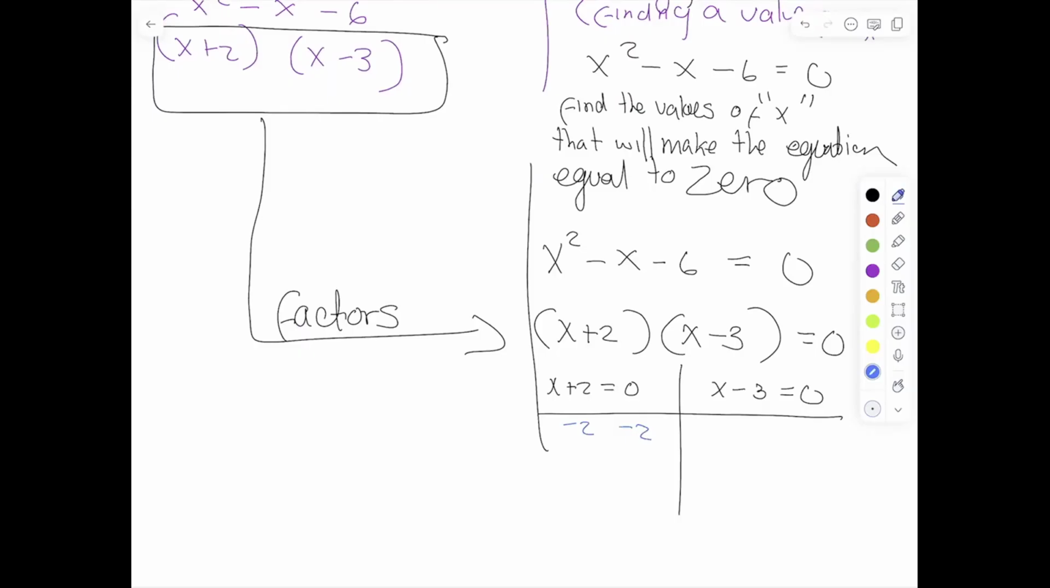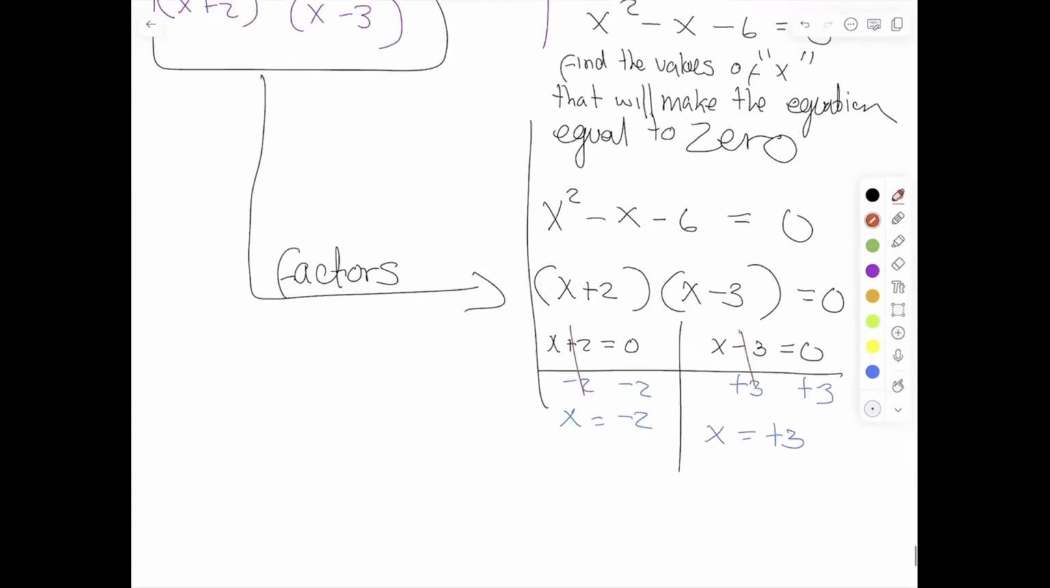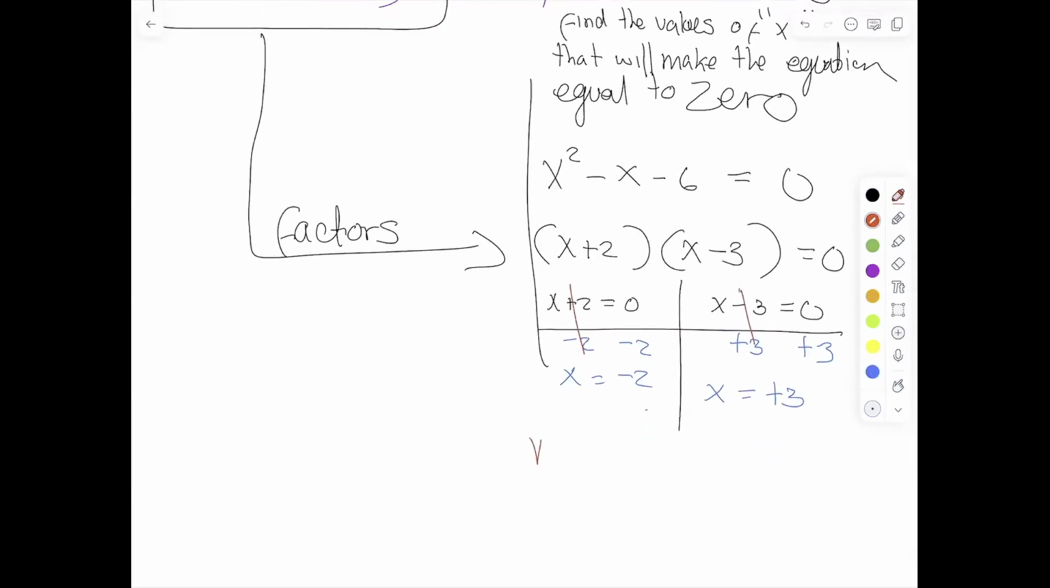Subtract 2 on both sides. Right? So the values for x are -2 and +3. Whoa. +3.